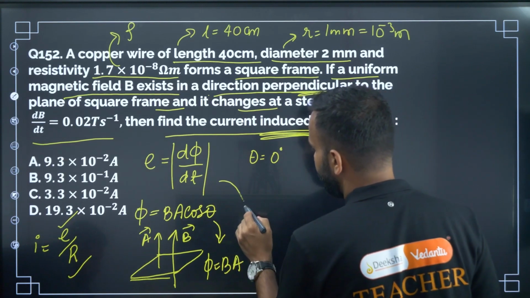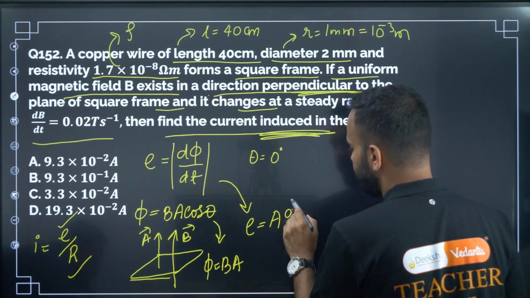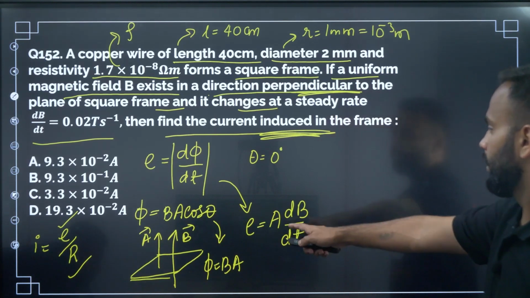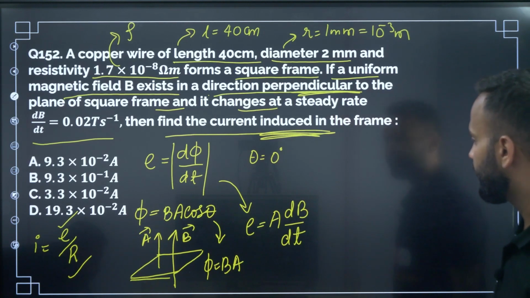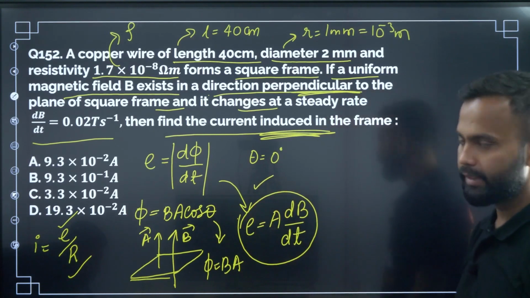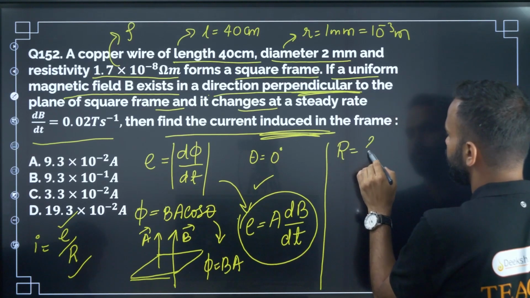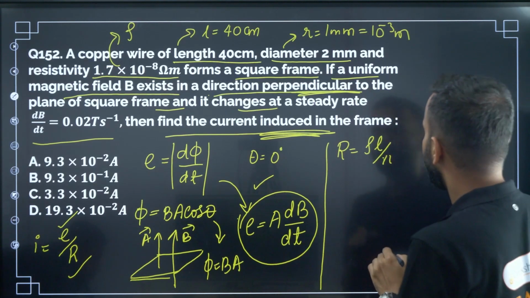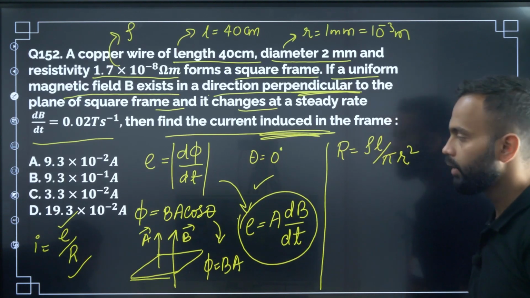So now I can write the induced EMF as E equal to A into dB by dt. Here the area is not changing, the magnetic field is changing. So E is equal to A into dB by dt. Now the first part is done. Now the second part, that is the resistance. Here the resistance R is equal to rho into L divided by A, where A is the area of cross section of the wire, pi into R square.